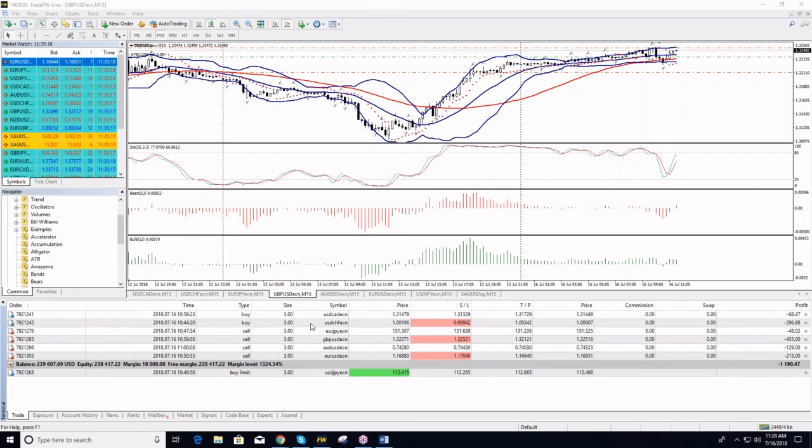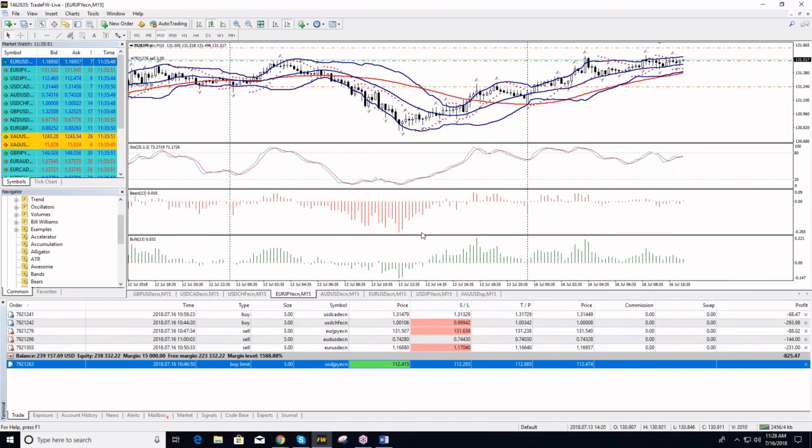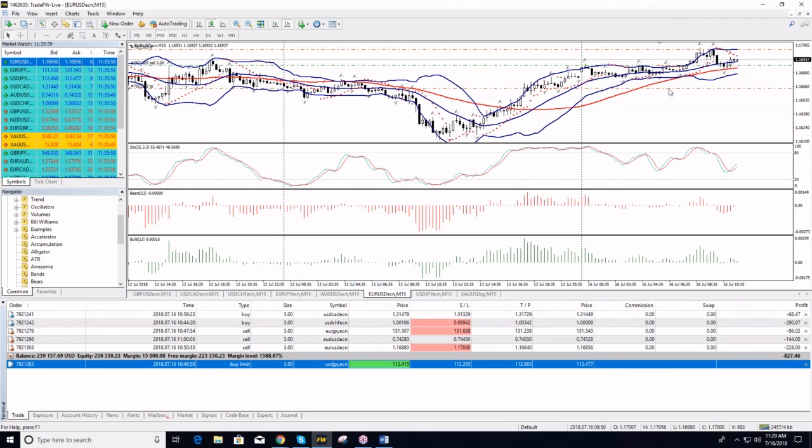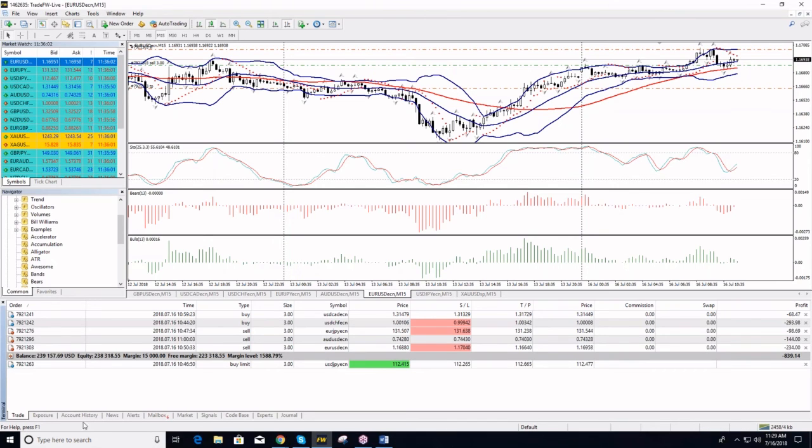Dollar CAD didn't move a lot. Dollar CHF has moved below our entry level and is very close to our stop loss. Euro yen is going, can you see my screen? Okay. Euro yen is going slightly against our position for the moment. Same for Aussie dollar, same for Euro dollar. Not a nice start this morning.